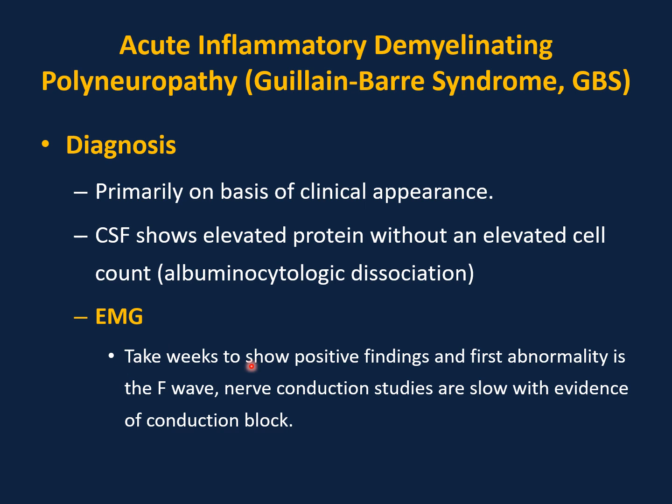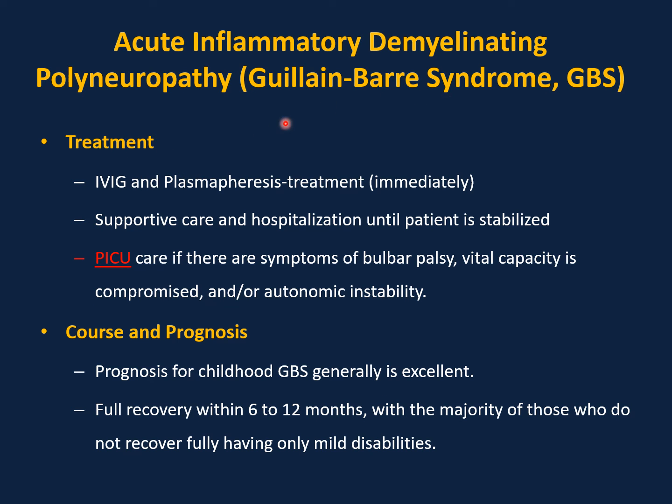EMG takes weeks to show the positive finding, and the first abnormality is F wave. Nerve conduction studies are slow with evidence of conduction block. Management of Guillain-Barré syndrome is immediate hospitalization, immediate IVIG and plasmapheresis, supportive care, and hospitalization until the patient is stabilized. Watch for bulbar palsy, for example facial palsy, compromised vital capacity, and autonomic instability.